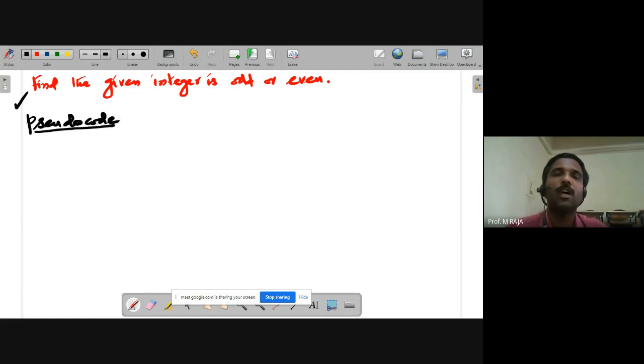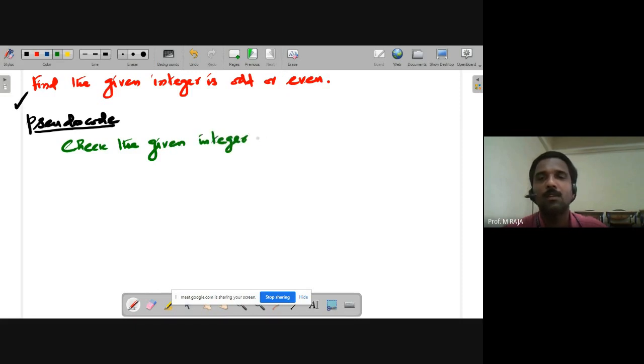In pseudocode, assuming that the integer is n, check if n is divisible by 2. We can write normal English-like statements in pseudocode. For example, I am writing: check the given integer n is divisible by 2.